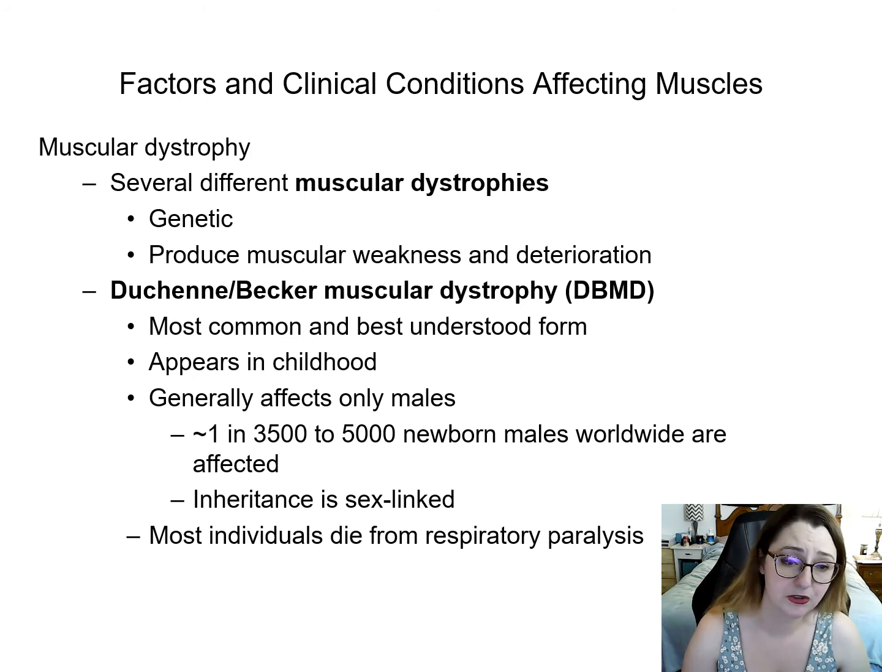Duchenne-Becker muscular dystrophy is actually a genetic, inherited, sex-linked type of muscular dystrophy. It is the most common form and best understood form. It appears in childhood and generally will only affect males. 1 in 3,500 to 5,000 newborn males worldwide will be affected by this, and unfortunately most individuals die from this disease due to respiratory paralysis.